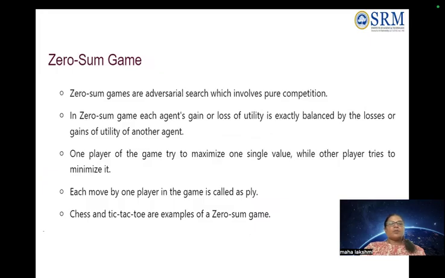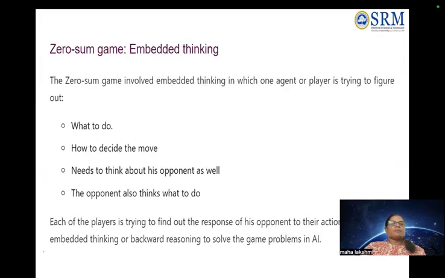And what do you mean by zero-sum game? Zero-sum games are adversarial search which involves pure competition. In a zero-sum game, each agent's gain or loss of utility is exactly balanced by the losses or gains of utility of another agent. One player of the game tries to maximize one single value while the other player tries to minimize it. Each move by one player in the game is called a ply. Chess and tic-tac-toe are examples of a zero-sum game.